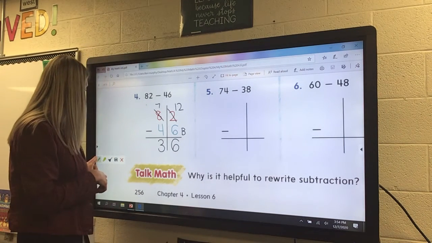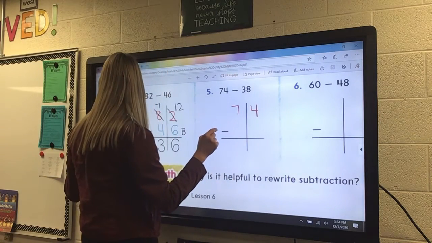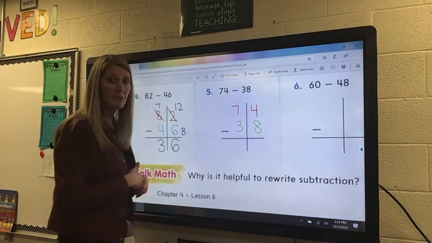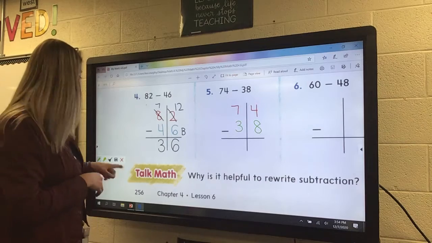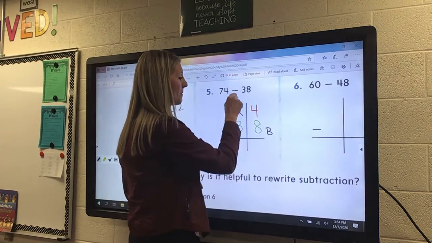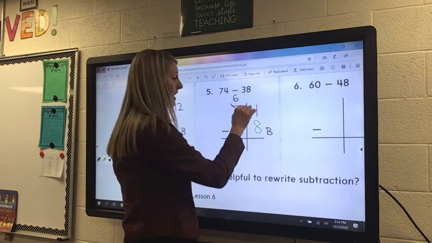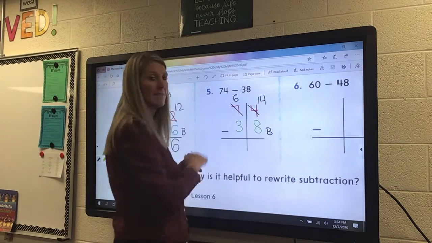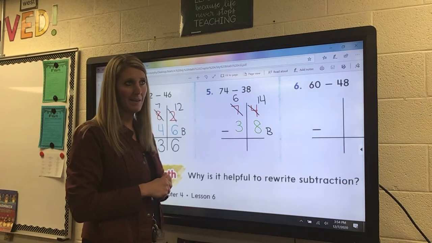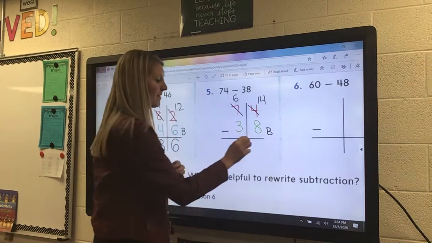All right, 2 more to go. 74 minus 38. All right, we're going to go down and subtract our ones column. 4 minus 8. I cannot do that. Bigger bottom, better borrow. So I'm going to go up and borrow from that 7. It now becomes a 6 because I take 1 away. I move that 10 over here. That 4 now becomes 14. And then I can do 14 minus 8. 14 minus 8. So let's count 13, 12, 11, 10, 9, 8, 7, 6.